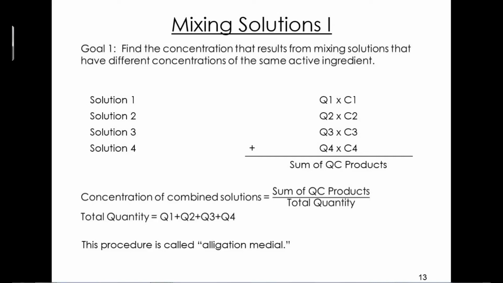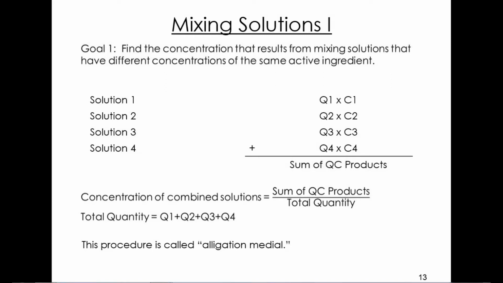So another way solution concentrations can be modified is by mixing together multiple solutions that have different concentrations of the same drug. In this situation, you would sum the amounts of drug that are contributed by each solution to get the total amount of drug, and then you divide the total drug amount by the total volume. Or if you're working with a solid preparation, you divide by the total mass. And that would give you the new drug concentration.